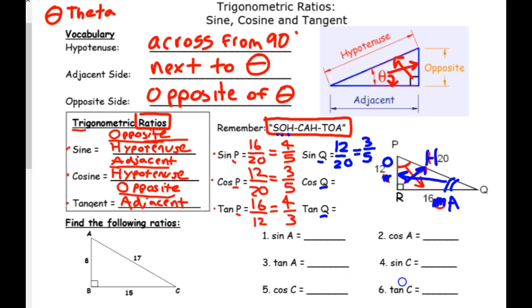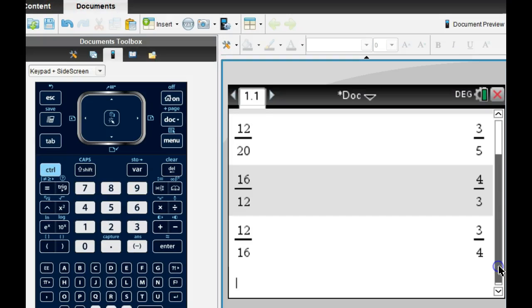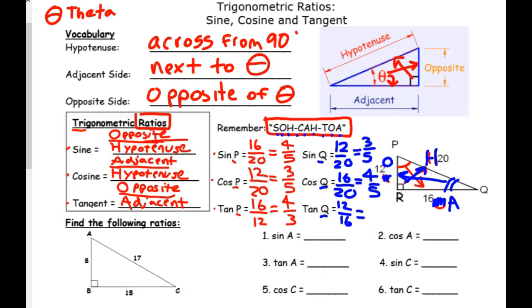Okay, now, cosine is what over what? CAH, right, is what over what? A over H, which is 16 over 20. And we know that reduces to, from up here, 4 over 5. And then tangent, T, is O over A, which is what? 12 over 16. We haven't done that one yet, but what does that reduce to? It does reduce to 3 over 4.